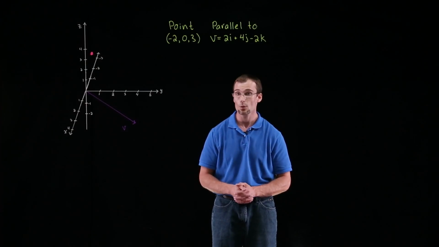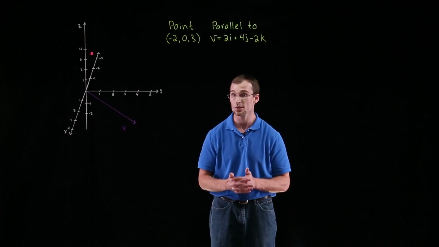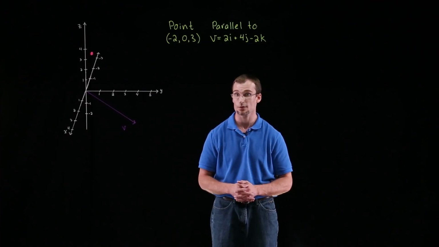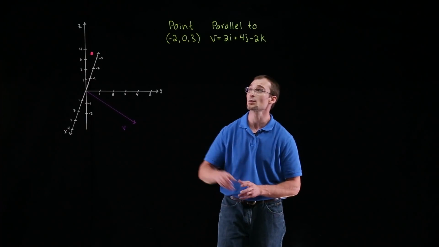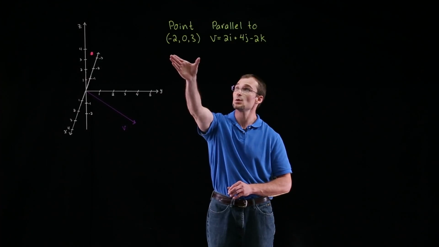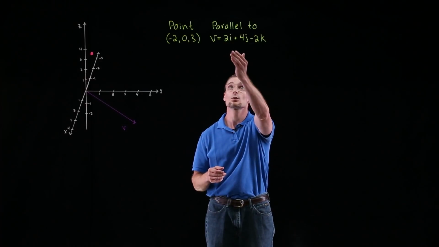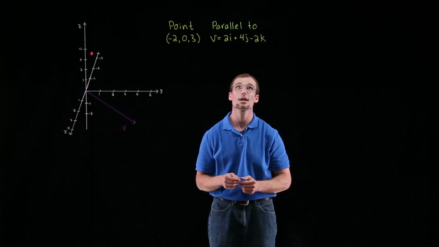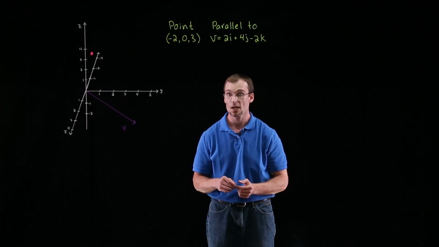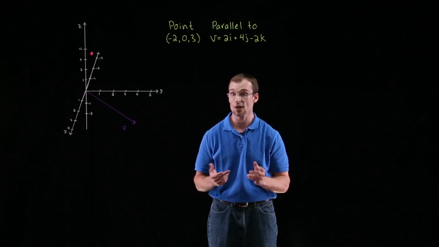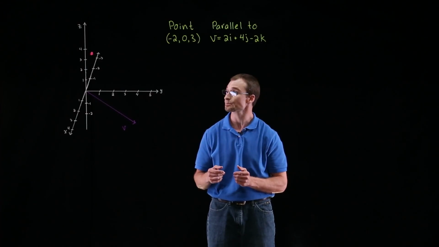Hello everybody, I'm Adam. In this problem, what we're going to do is find first the parametric set of equations and then the symmetric set of equations of the line that's going through our point with coordinates -2, 0, and 3 and is parallel to our vector given by v equal to 2i + 4j - 2k. And if we can, we're going to write our direction numbers as integers.